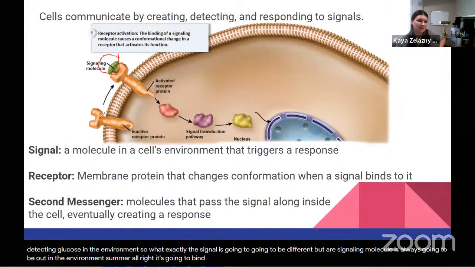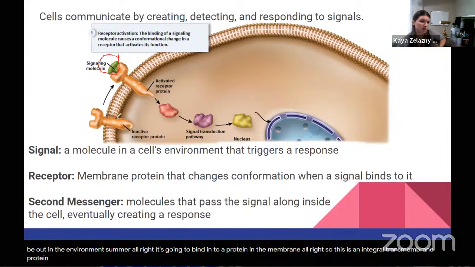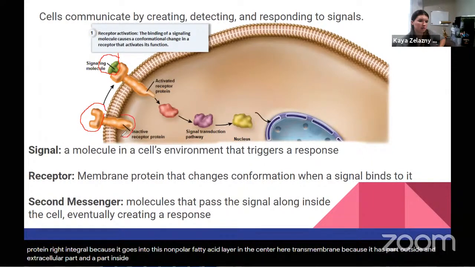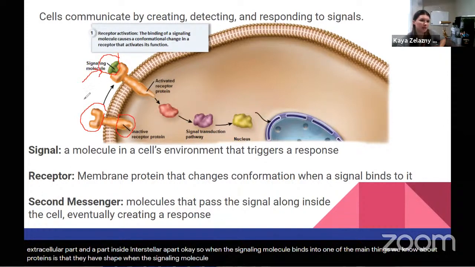It's going to bind to a protein in the membrane, right? So this is an integral transmembrane protein. Integral because it goes into this nonpolar fatty acid layer in the center here, transmembrane because it has an extracellular part outside and an intracellular part inside. Okay, so when the signaling molecule binds into this protein, one of the main things we know about proteins is that they have shape. When the signaling molecule binds into the protein, it changes shape.